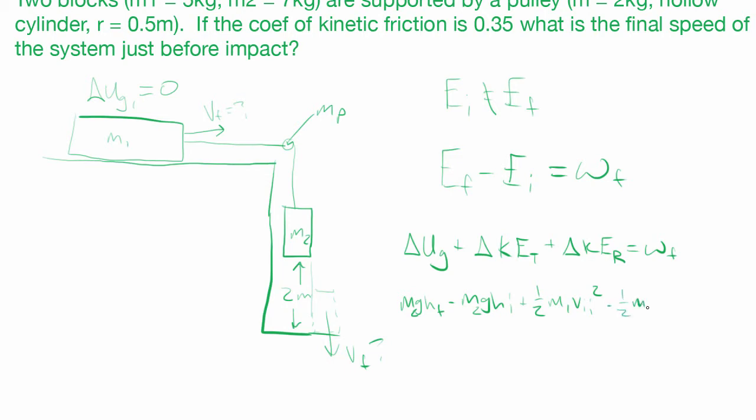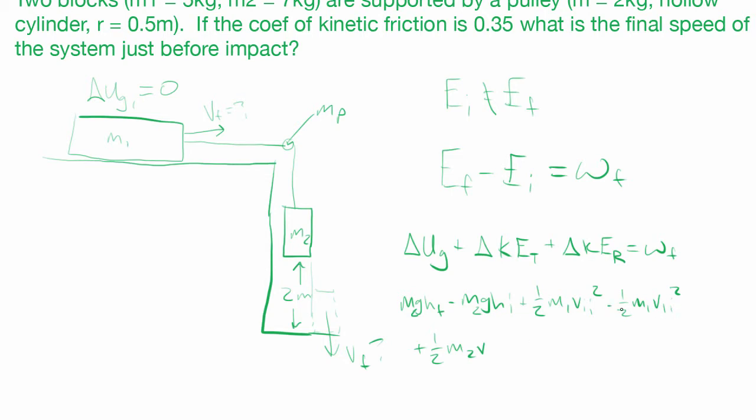Minus 1/2 m1 v1 initial squared. I need to do the same thing for block 2, so I add 1/2 mass 2. Wait, aren't those two the same thing? Aren't what the same? V1 initial squared minus. Didn't we say change, sorry?